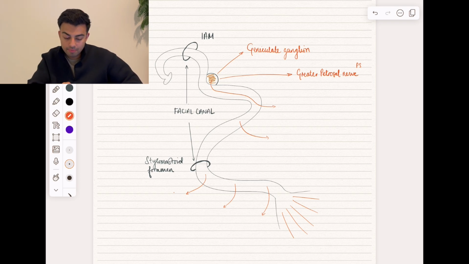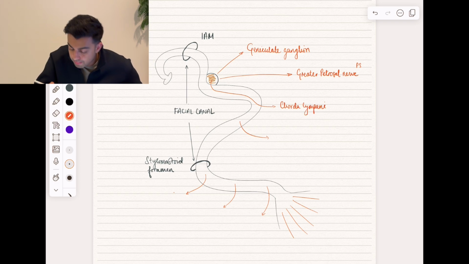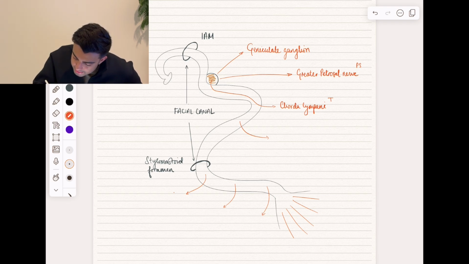The second nerve that's given off within the facial canal is the chorda tympani, which we've already mentioned. So this supplies taste to the anterior two-thirds of the tongue, and it hitchhikes with the lingual nerve, which is a branch of the third division of the trigeminal, which supplies general sensation to the anterior two-thirds. So it gives taste to the anterior two-thirds. So let's write taste, and then maybe taste anterior two-thirds.